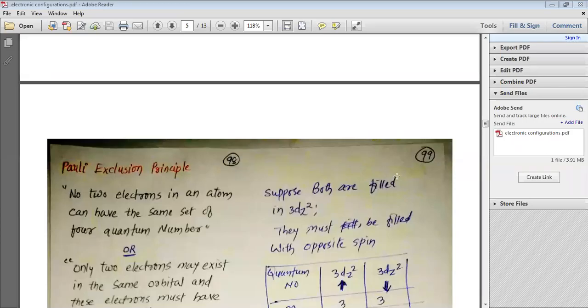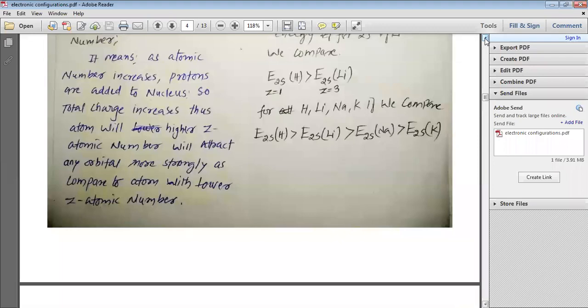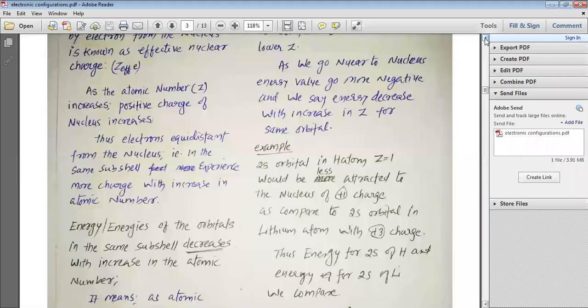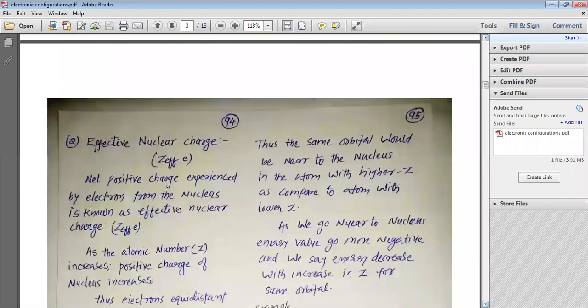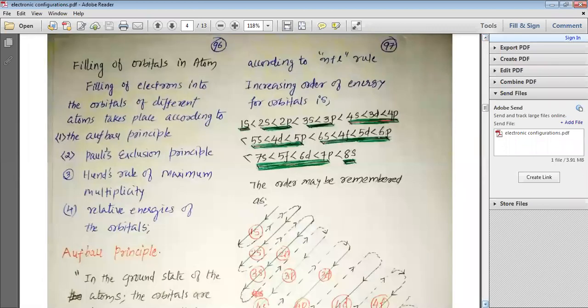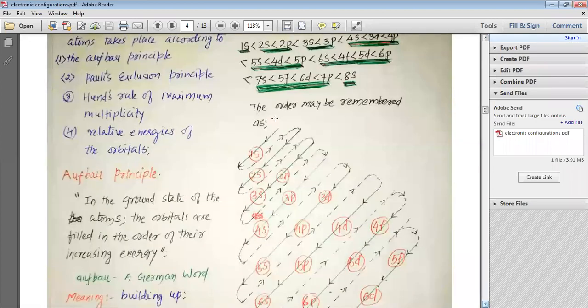In the last period we studied a few rules for filling up of the electrons. The first rule that we studied was the Aufbau rule. This Aufbau rule tells us about the energy of the orbitals, and according to this rule, in the ground state of the atom, the orbitals are filled in the order of their increasing energy.